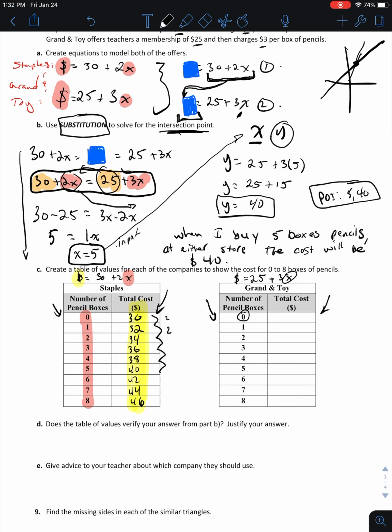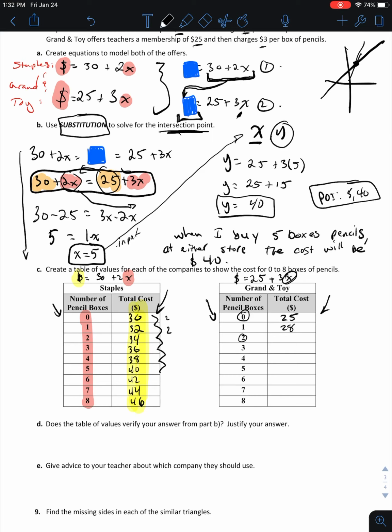Again, I've got inputs and I've got outputs, right? I'm just going to put them in. So I'm going to take 0, plug it in there. 3 times 0 is 0, plus 25 is 25. There's a starting point. Now, 25 plus 3 times 1 is 28, right?